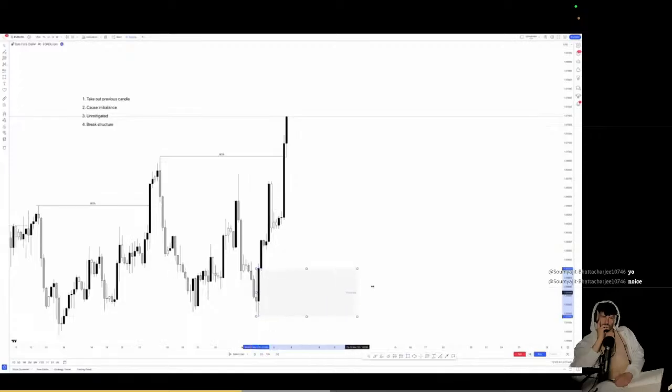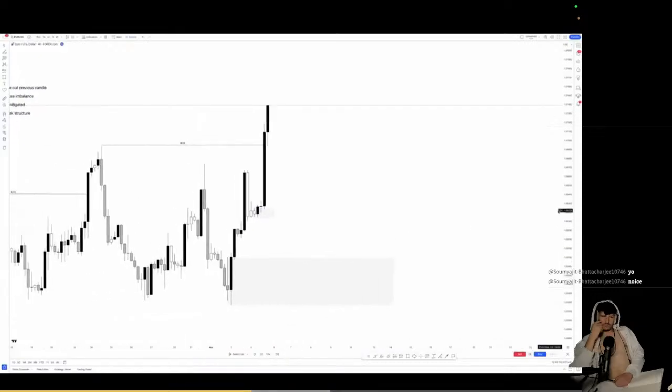This is the last bearish candle that caused this entire upward price movement. Okay, cool. Did it take out the previous candle? Yes, it did. Did it cause imbalance in price? Yes, there is a little bit of imbalance right there. And is it unmitigated? Yes. Did it break structure? Yes. So this is a valid order block right there. And then over here, there's actually price pulling back and going up even further, right? So in this case, you could potentially identify your order block right here as well.